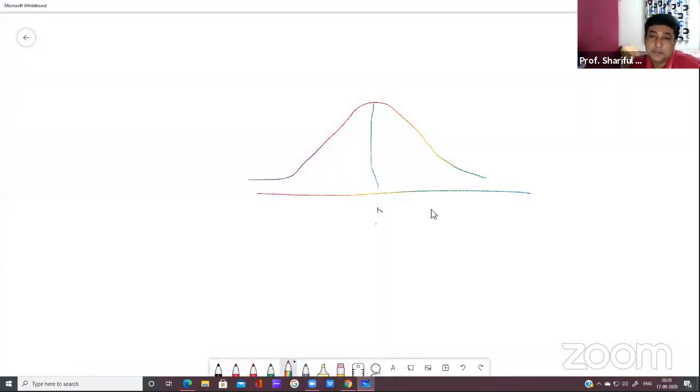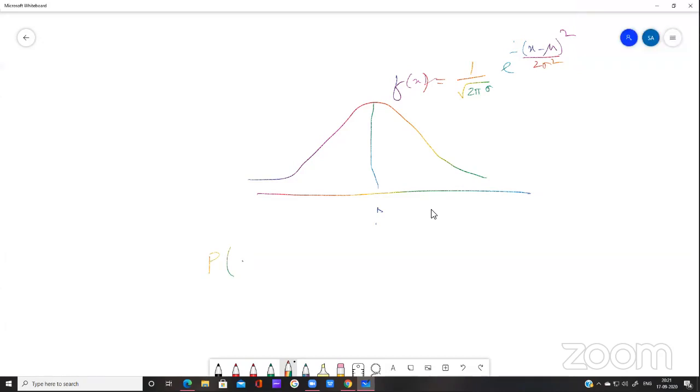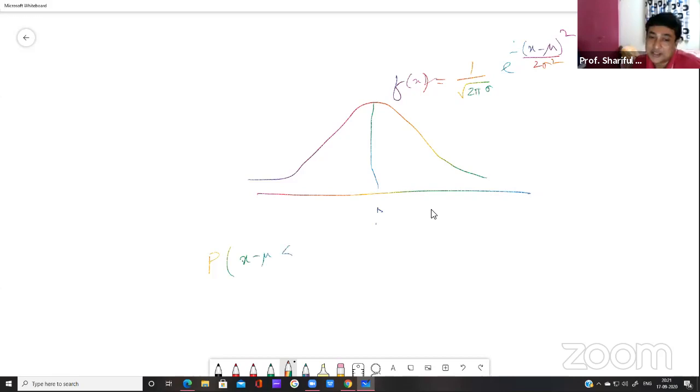Yeah. So you see, this f(x) function is given as 1 divided by root over 2 pi sigma, e to the power minus (x minus mu) whole squared by 2 sigma squared. Okay. Now the question arises: what is the probability of, let's say within 1 sigma level, meaning mu minus sigma less than or equal to x less than or equal to mu plus sigma.